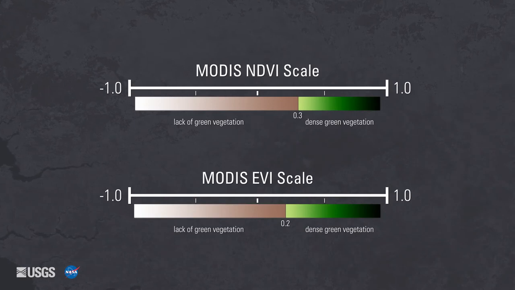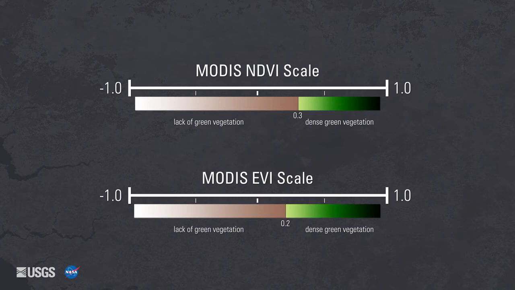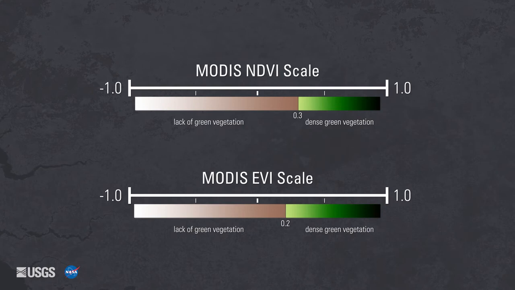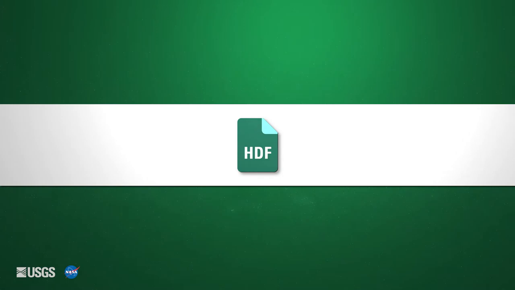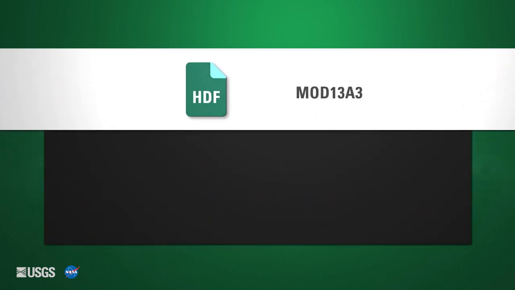NDVI values less than 0.3 and EVI values less than 0.2 generally indicate a lack of green vegetation or barren areas. Higher vegetation indice values indicate areas of dense green vegetation, such as fully developed forest or crop canopies. MODIS Vegetation Indices products are distributed as hierarchical data format, or HDF, files, and the file name contains MOD13 indicating Terra MODIS observations, or MYD13 for Aqua MODIS observations.